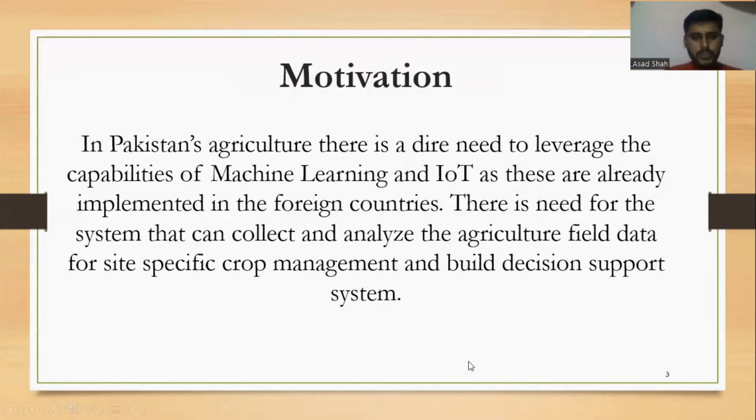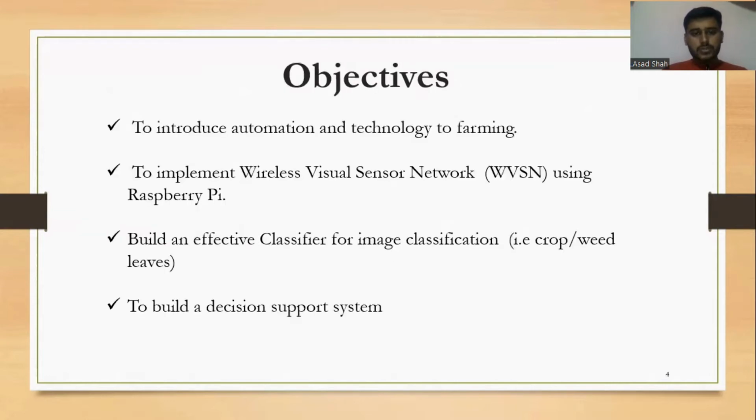So, what is the motivation of this project? Since Pakistan is an agriculture country, there is a need to utilize machine learning and IoT. Since we haven't seen such a trend in agriculture where we are using machine learning or IoT, there is a dire need to implement these technologies in this sector. We also need a system that can collect and analyze the agriculture field data for site-specific crop management, and we also need to build a decision support system.